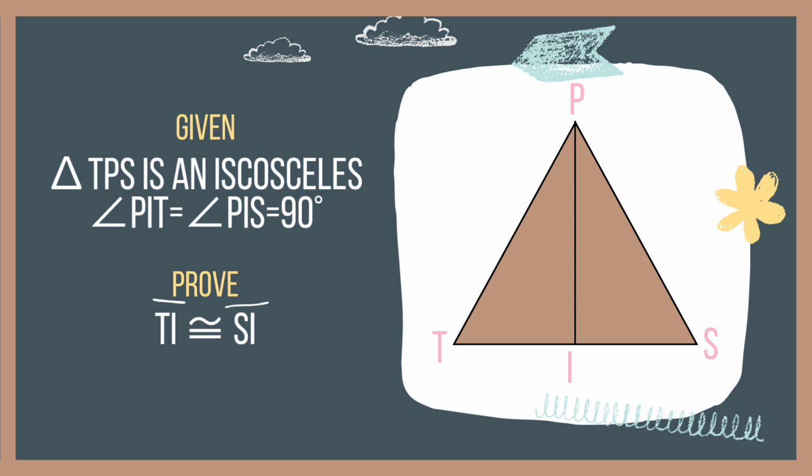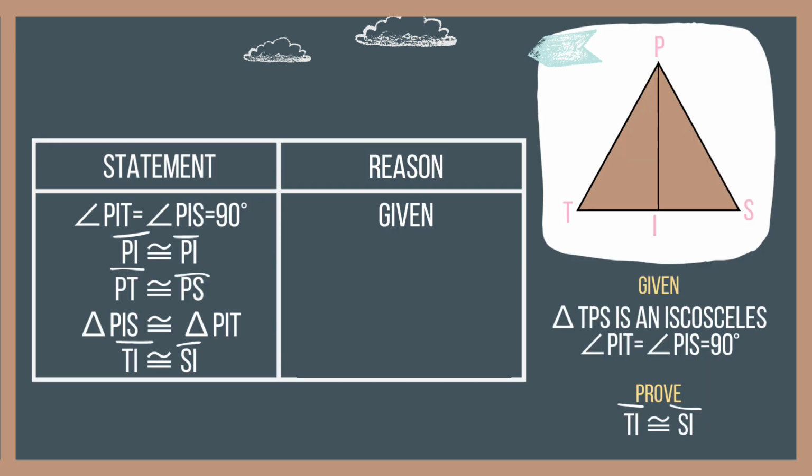Second example. Triangle TPS is an isosceles triangle, and angle PIT is equal to angle PIS, and they are both 90 degrees. Let's prove that line segment TI is congruent to line segment SI. Let's go for statement number 1. Angle PIT is equal to angle PIS, and they are both 90 degrees. So therefore, the reason is they are the given.